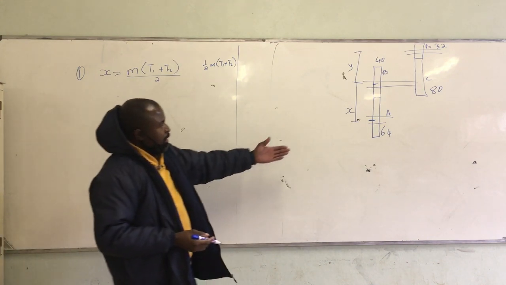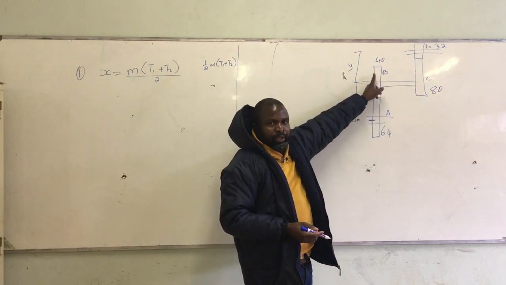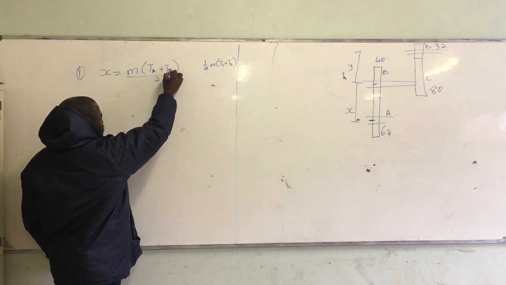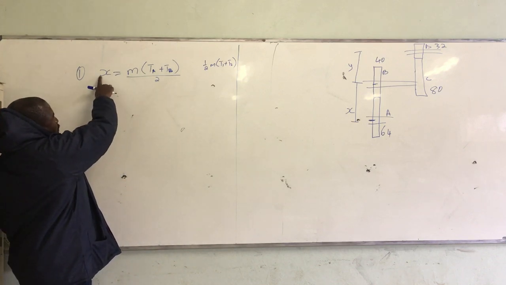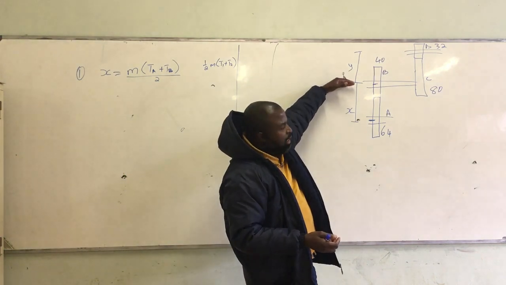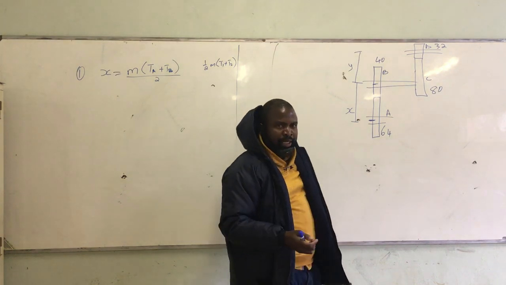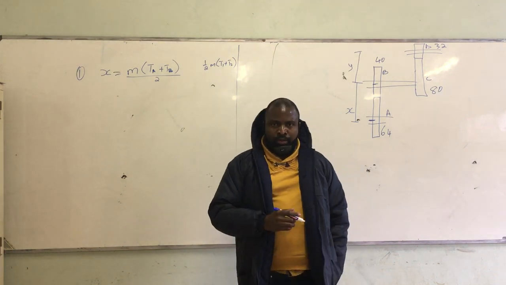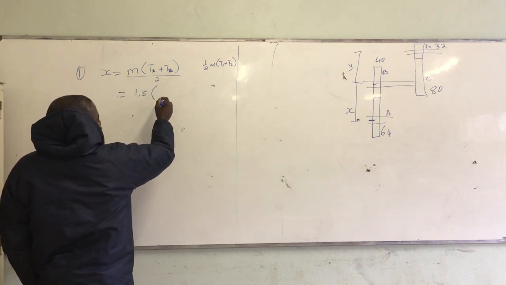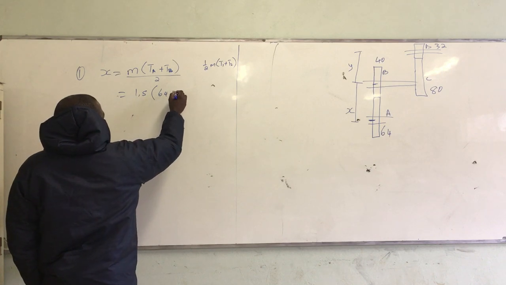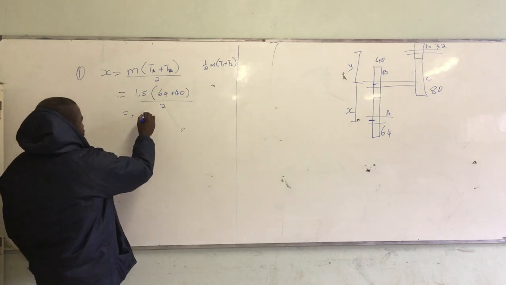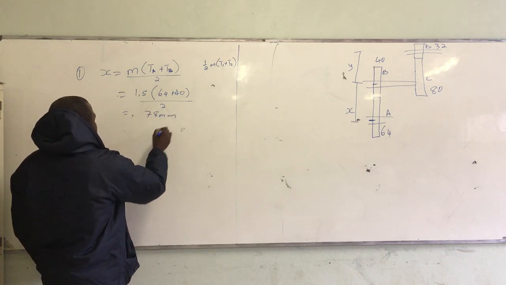But in this case, we are given gear A and gear B, so instead of using 1 and 2, we can use A and B. C is the center distance, and in this case that center distance is represented by X. So when we substitute, X is 1.5 into (64 plus 40) all over 2. And what did you get? 78 millimeters.